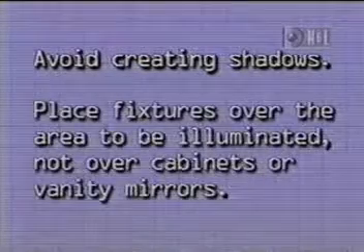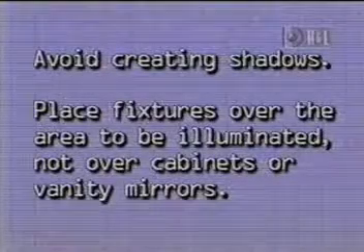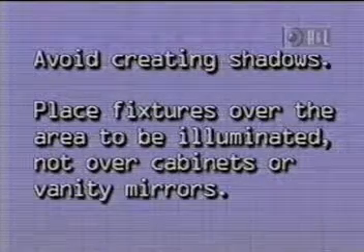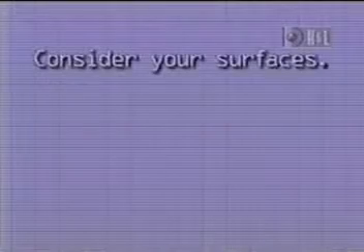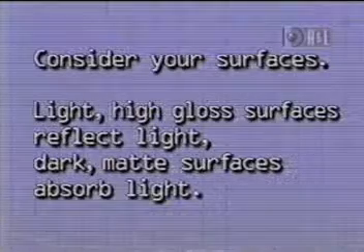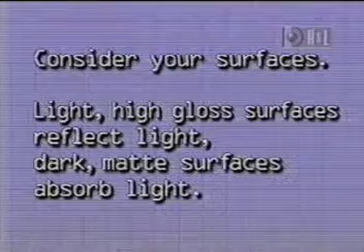Regardless of the purpose or type of fixture you choose, here are some helpful tips. Are you ready? Avoid creating shadows in the bathroom or kitchen. How? Don't put your fixtures on top of cabinets or a vanity mirror, but all over the area that is to be illuminated. And consider your surfaces. Light is either reflected or absorbed by the surface materials. If you have dark cabinets or matte finish counters, your needs will be very different than if your kitchen is all white.